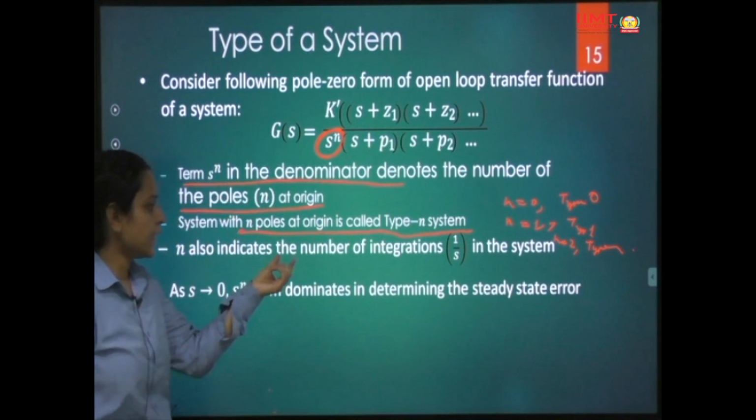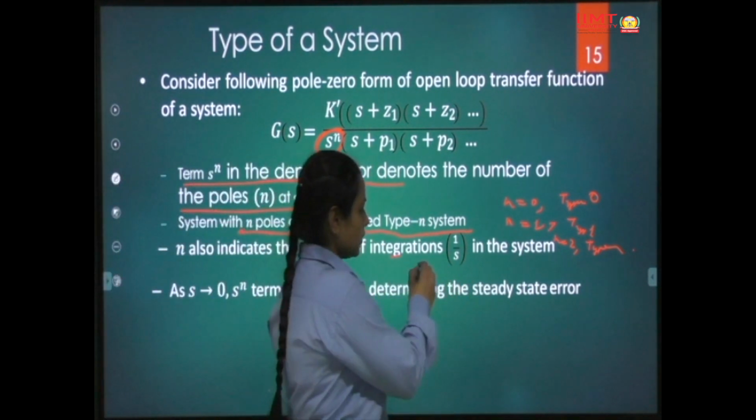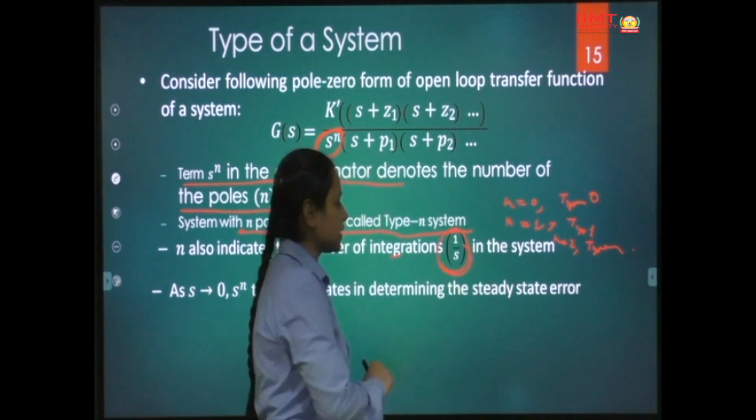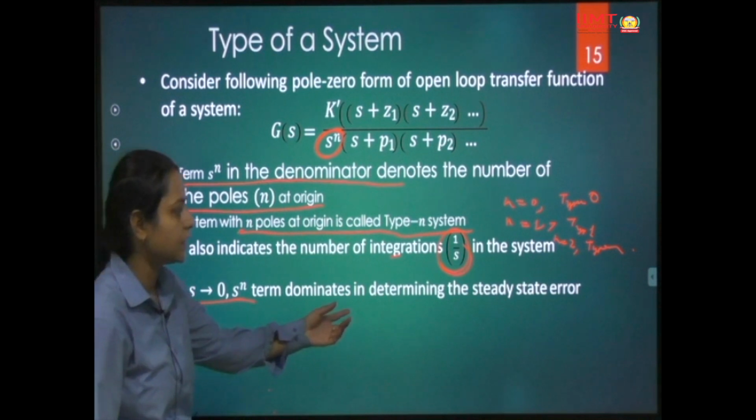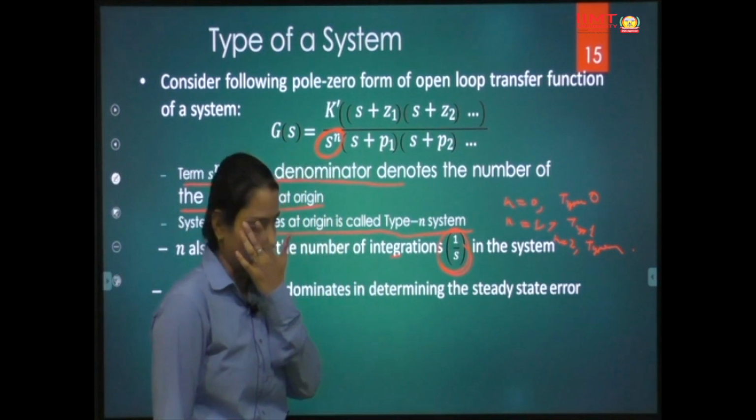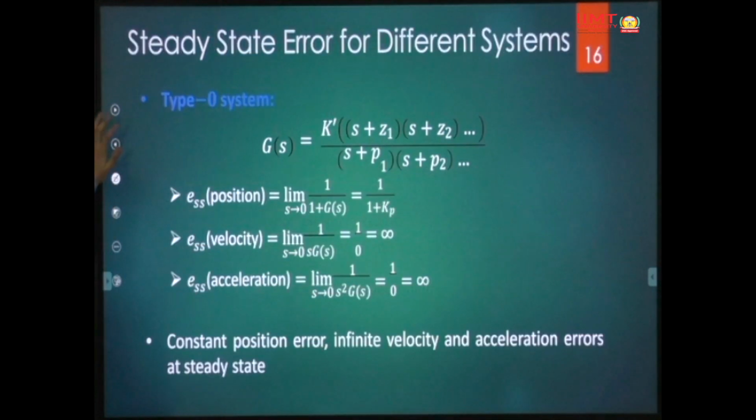So n also indicates the number of integrators in the system, 1 by s. As s tends to 0, s to the power n dominates in determining the steady state error. So, steady state error for different types of systems.